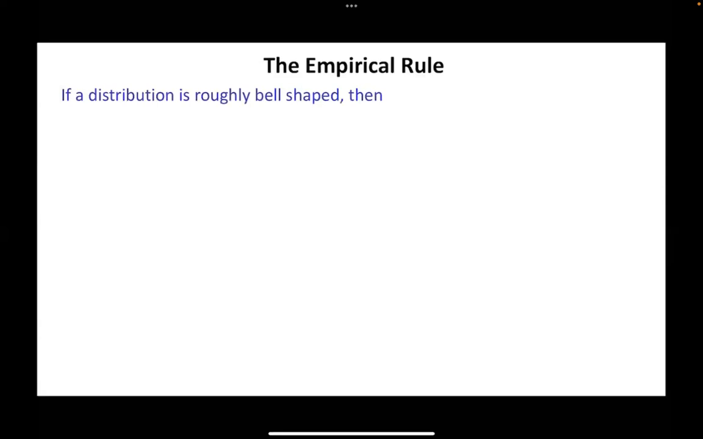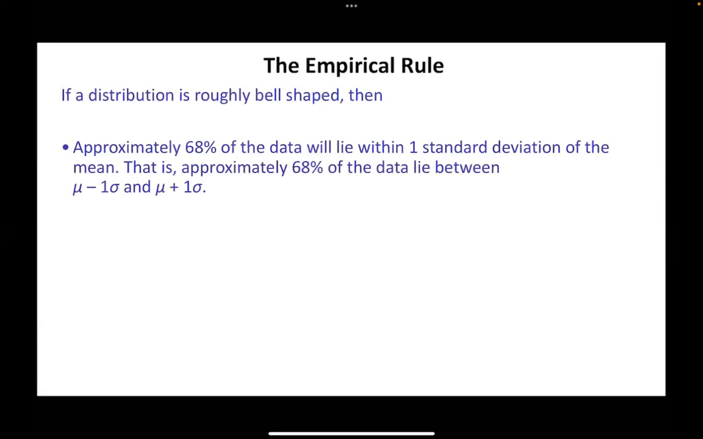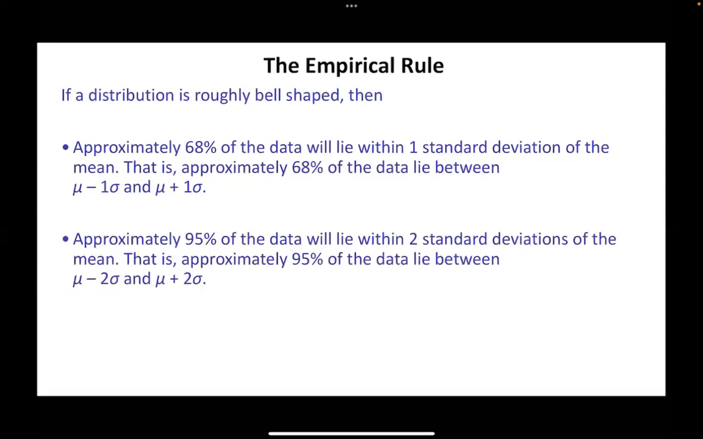So if we have a roughly bell-shaped distribution, then about 68% of our data is going to be within one standard deviation of the mean. So that means one standard deviation above the mean and one standard deviation below the mean. If I take my mu and add a standard deviation, then take my mu and subtract a standard deviation, 68% of my data will be between those two values. And I'm going to show you a pretty picture in a minute.